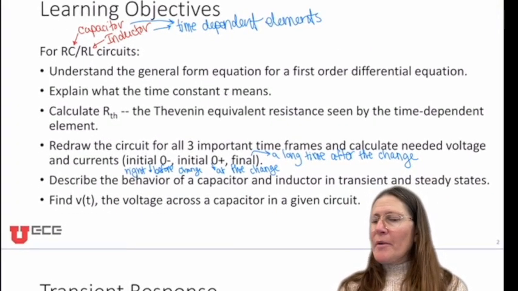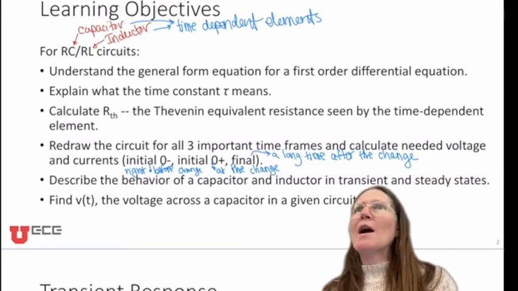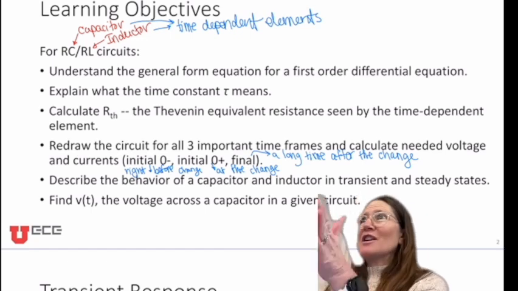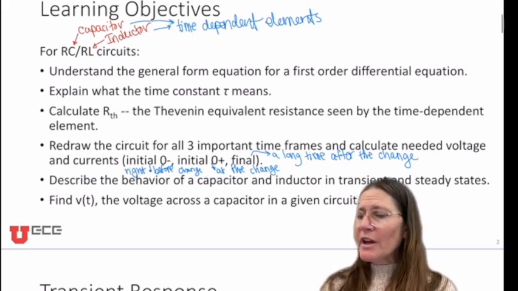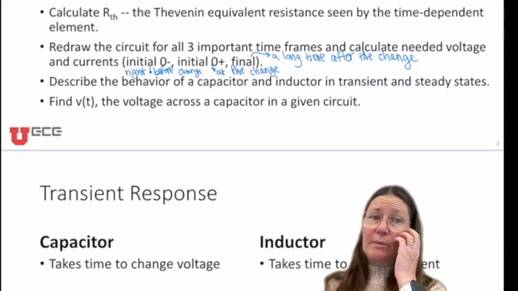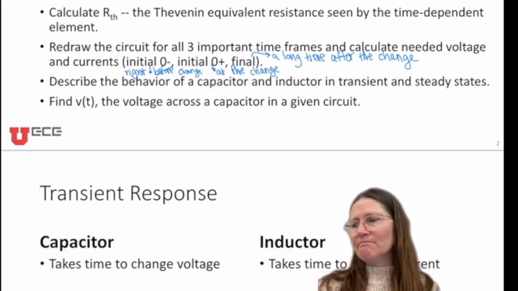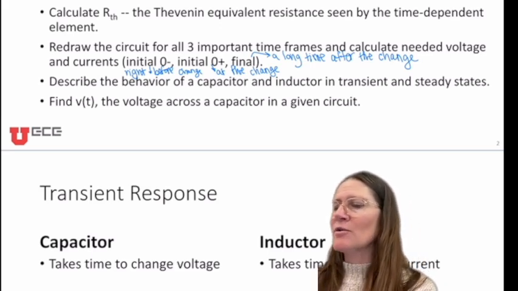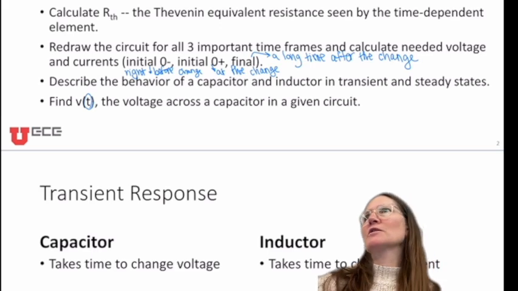So to understand this, we have to understand the capacitor and the inductor and what happens right before a change, right at a change, and right after, and a long time after a change. And then the final thing that we're going to do is be able to solve for a voltage across a capacitor in a given circuit that is now time dependent. So we're going to have these functions that are dependent on time.